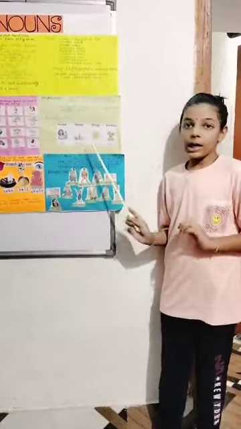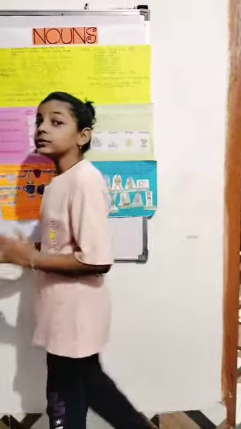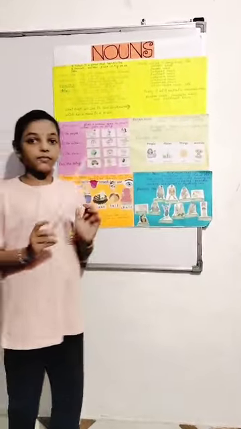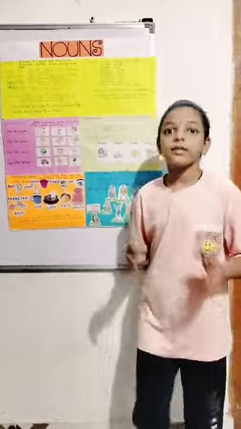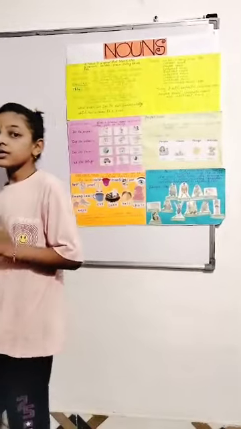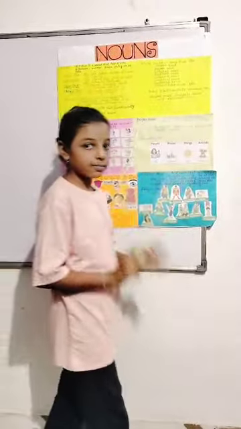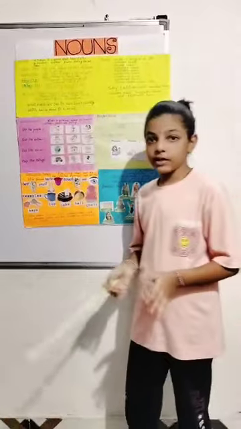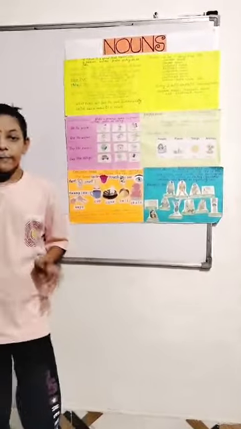Let's come to abstract noun. Abstract noun. Abstract noun is a noun that cannot be identified using one of the five senses. Taste, touch, sight, hearing, or smell. It refers to feelings, qualities, concepts, and cannot be physically seen.